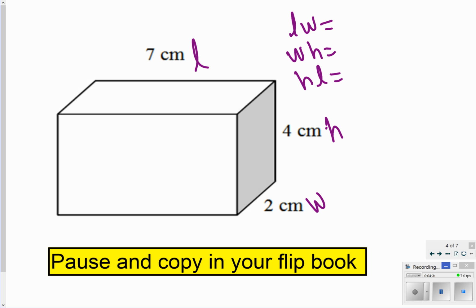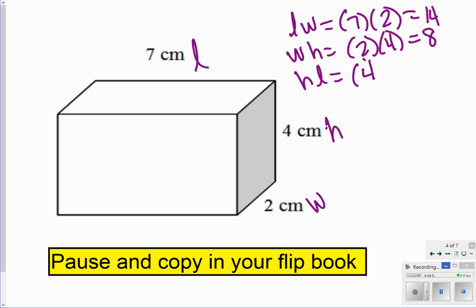So our length times our width is now going to be 7 times 2, and that would be 14. And our width times our height is going to be 2 times 4, which gives us 8. And then we're going to have our height times our length, and our height again is 4, and our length is 7, so that gives us 28.